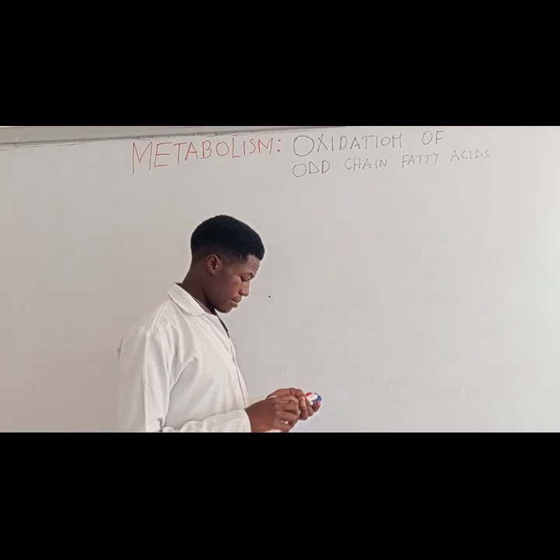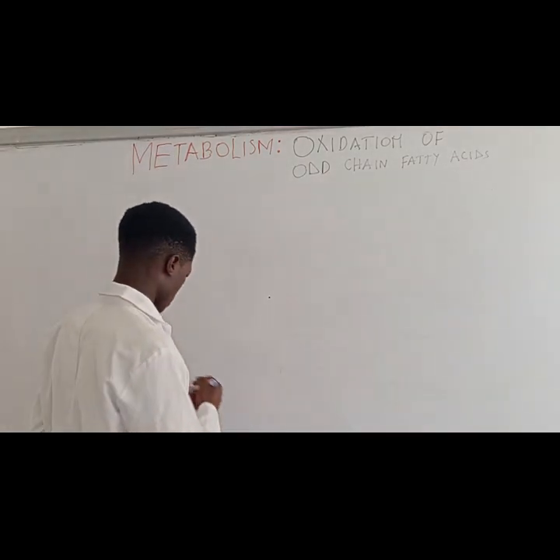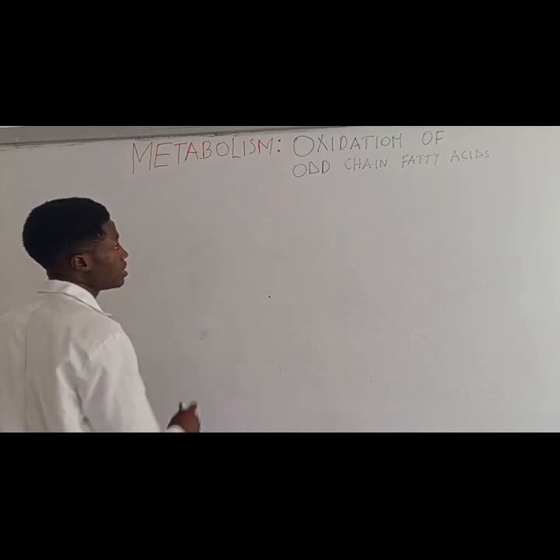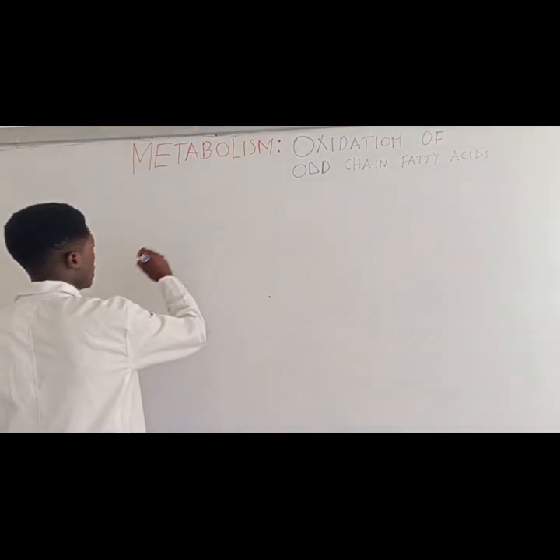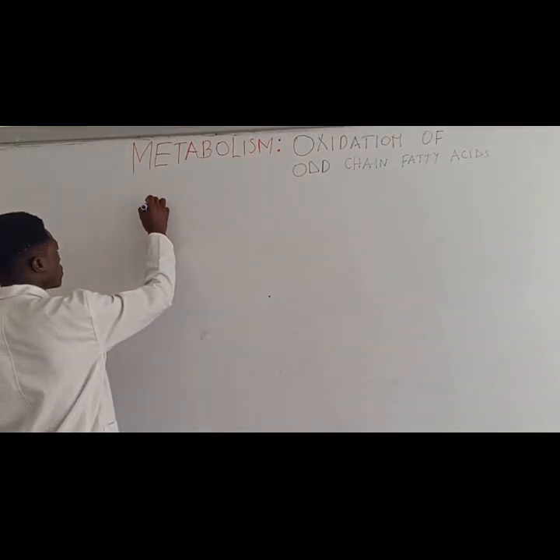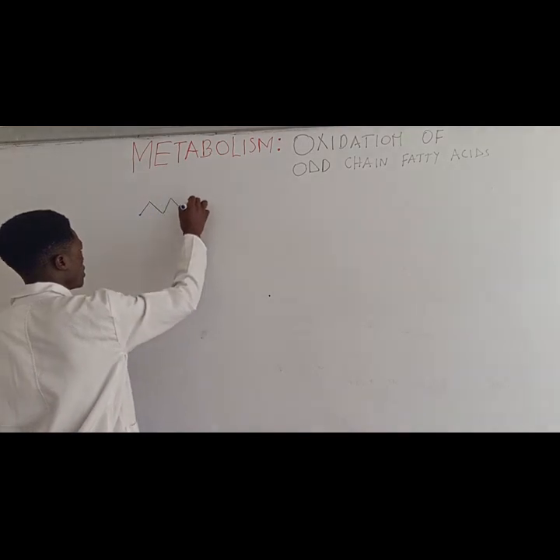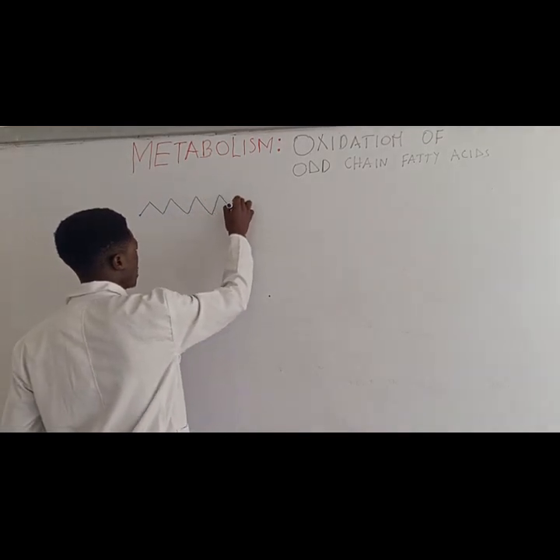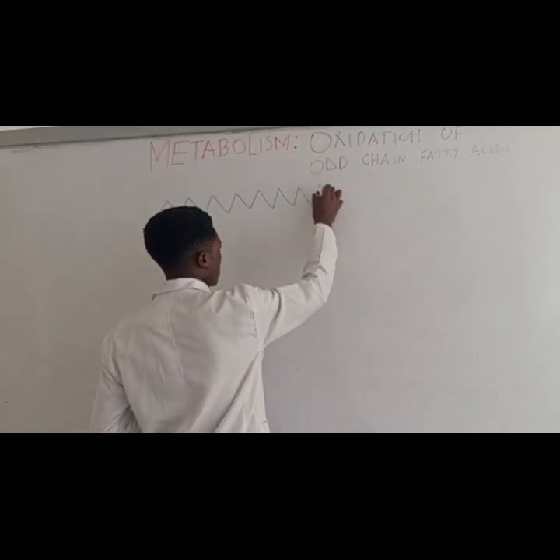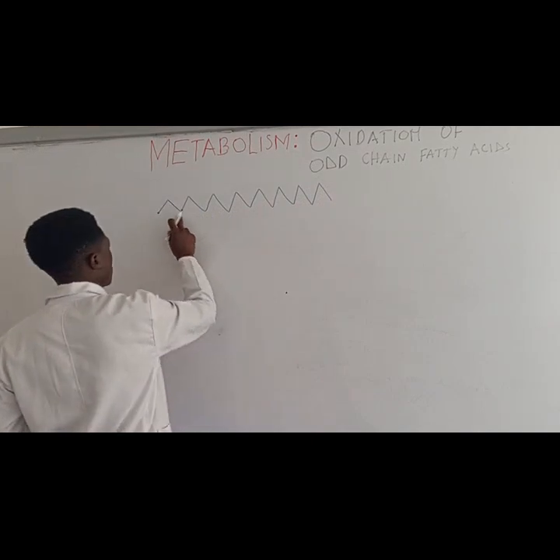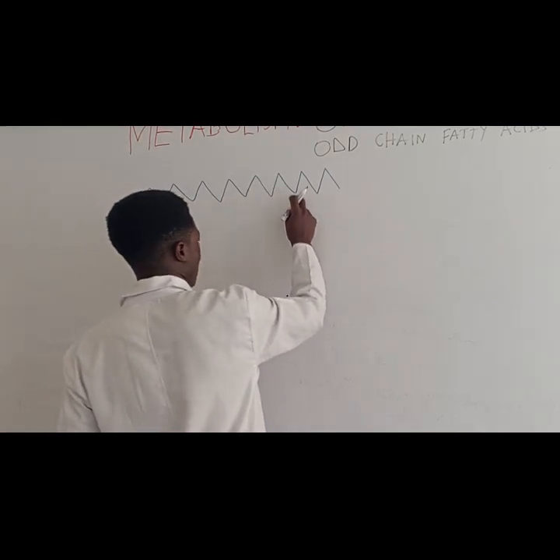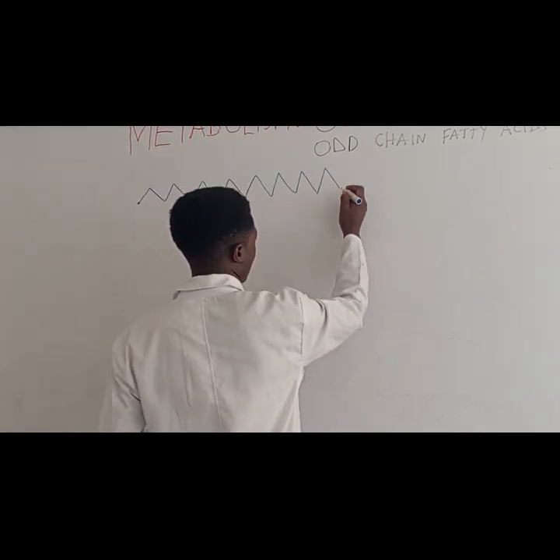Now let's just take an example. Suppose we have a fatty acid with a 17 carbon chain. So let us draw: 1, 2, 3, 4, 5, 6, 7, 8, 9, 10, 11, 12, 13, 14, 15, 16, 17. Right?